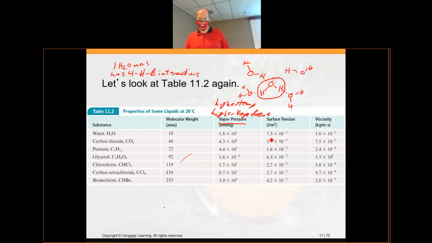And so 7.3 times 10 to the minus 2, that is the largest surface tension of all of your compounds listed on this table. The next closest here is glycerol, which also has a lot of hydrogen bonding, but it only gets up to 6.3 times 10 to the minus 2. All right, so water has a very high surface tension. You've got lots of bugs that can walk across the top of water.